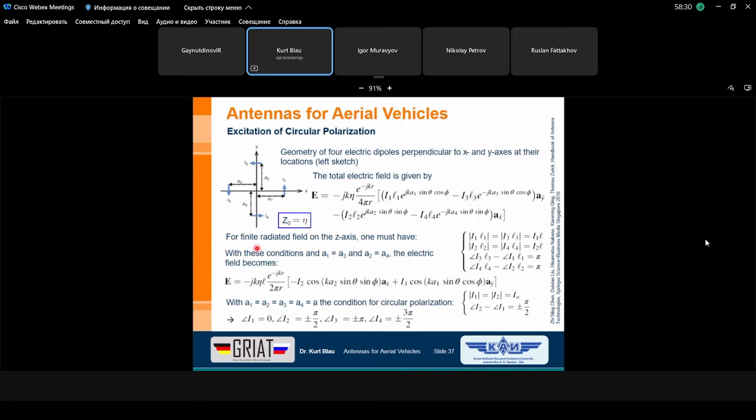So for a finite radiated field on the axis, with these conditions, we can say A1 is equal to A3. A3 means we have the same distance here. We will see that makes the formula simpler. And then with these conditions, this is equal to this and this is equal to this. We can write the complete E field in this way. So you can see it will be much easier.